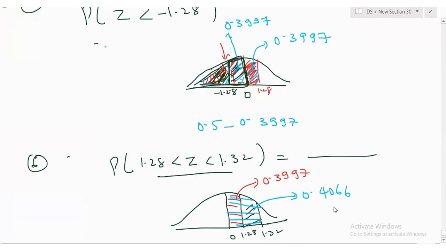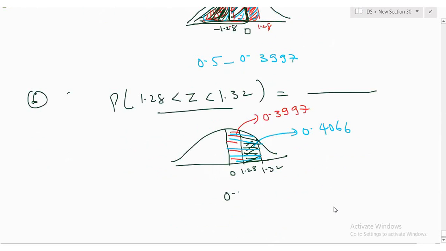Now, what do I want? I want this piece only. How can I get this? Bigger piece minus smaller piece. Yes or no, guys? Blue minus red is going to give the green region. Which is equivalent to 0.4066 minus 0.3997. So people are saying I'm trusting you guys. Normally I don't trust you, but what is the final answer? Okay.